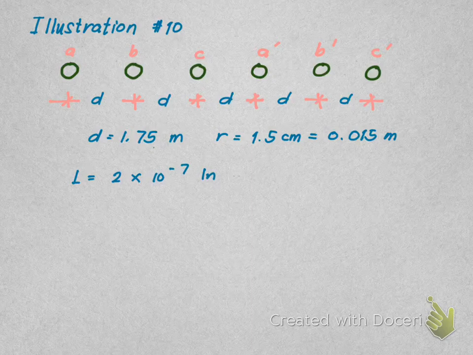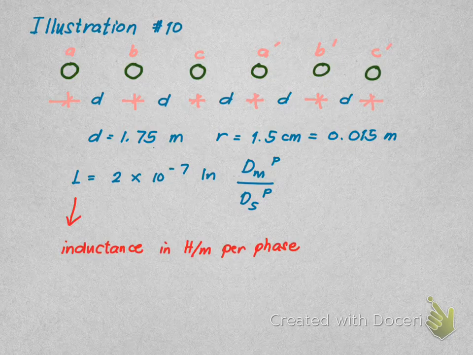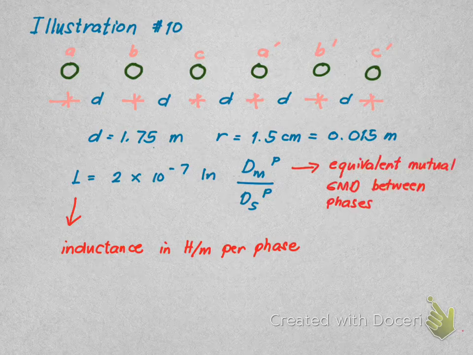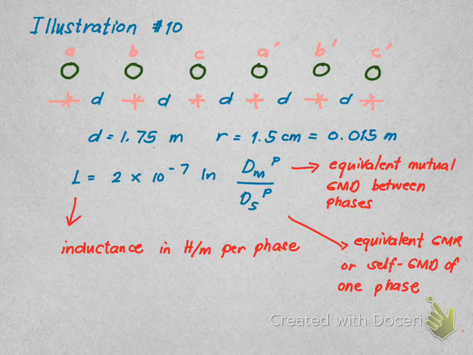The inductance formula will be like 2 times 10 to the negative 7, the ln of the DEQ or the GMD. In this case, this is DMP, mutual distance between conductors of the parallel circuit, and then DSP. Please do remember that inductance here is in Henry per meter per phase, and we are asked to get the Henry per kilometer. Okay, now DMP here is equivalent mutual GMD between phases, and DSP is the self GMD of one phase. Now one by one we get DMP and DSP.